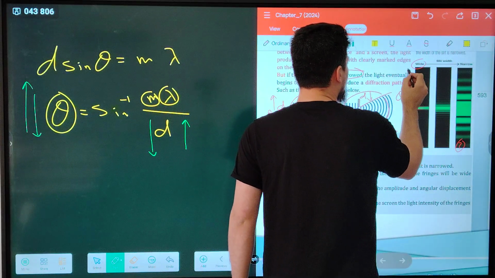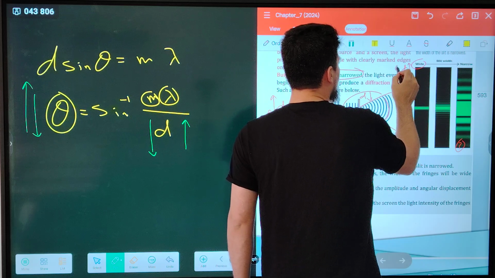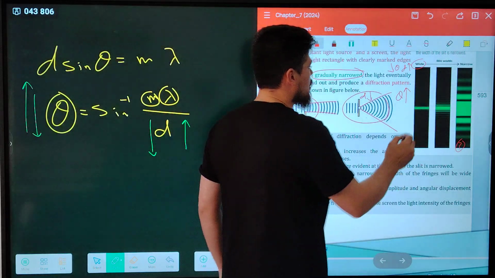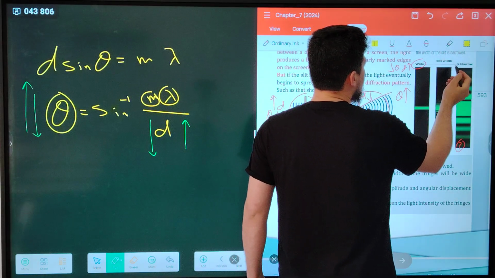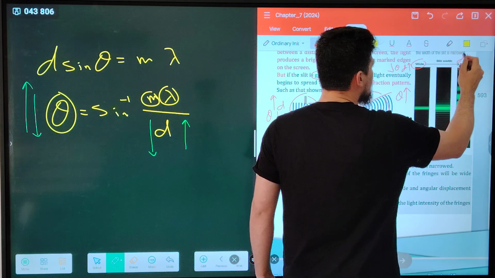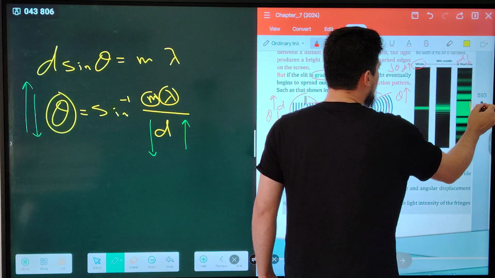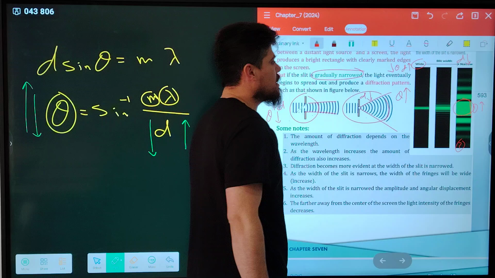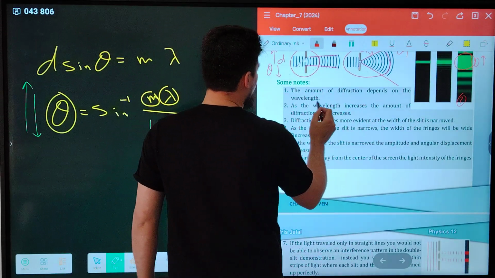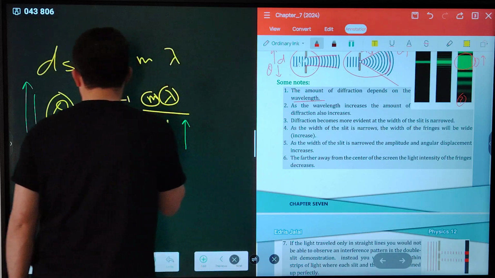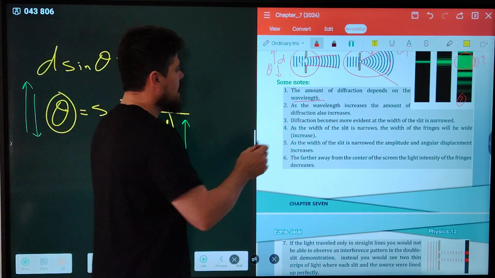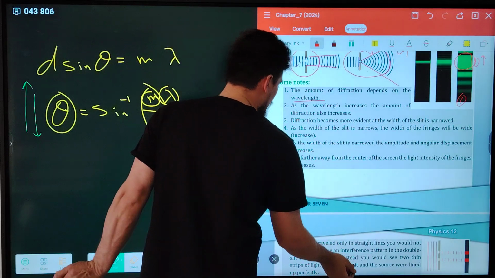This is wide. What do you mean by wide? It means that d is more, but theta is less. And the bright fringe becomes narrowed because theta decreases. As the slit width becomes narrow, it means d decreases. What happens to the theta? Increases, and the bright pattern becomes wider and more clear. The amount of diffraction depends on the wavelength, directly proportional. Wavelength with theta is directly proportional at constant m and d. As the wavelength increases, the amount of diffraction also increases.